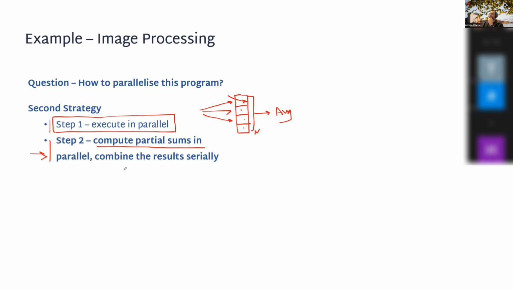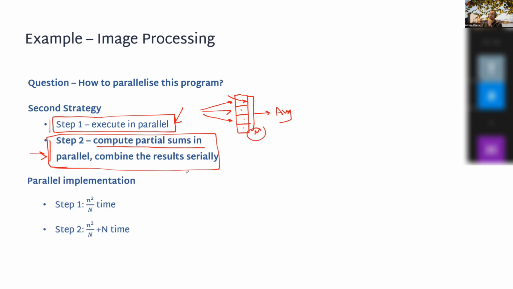So what would be the time complexity for these steps? First, someone tell me what's the time complexity for step one. We just talked about that. N to the power of 2 divided by n. Yes. What about the second part? N to the power of 2 divided by n plus n. Yes. Thank you.